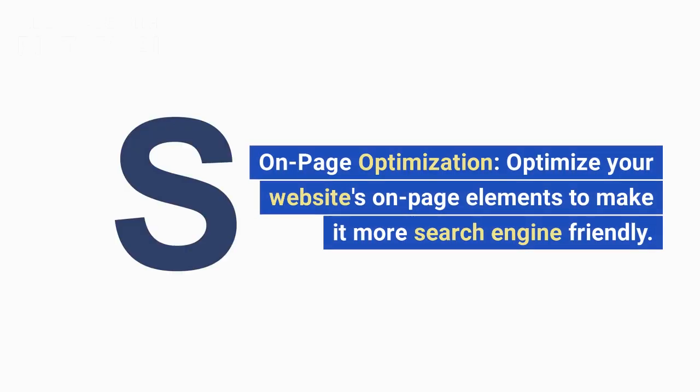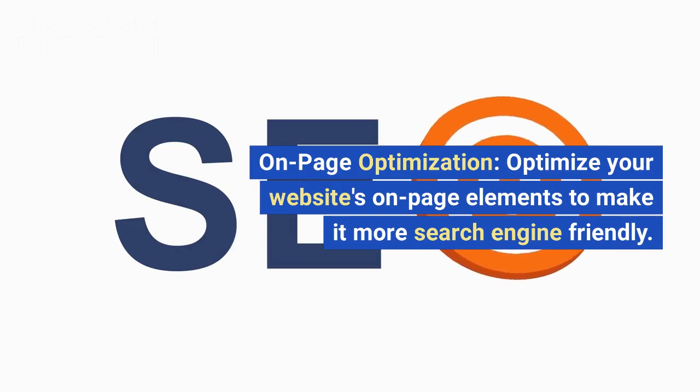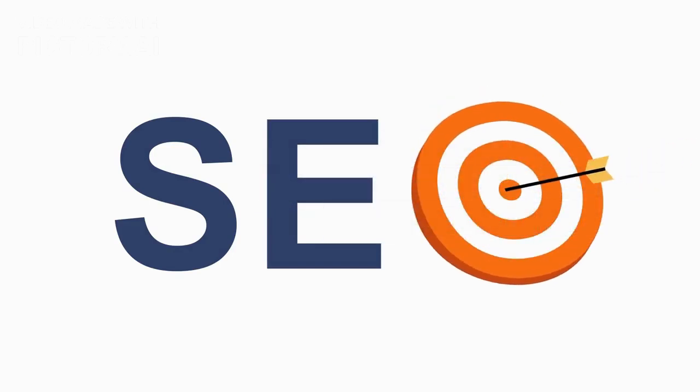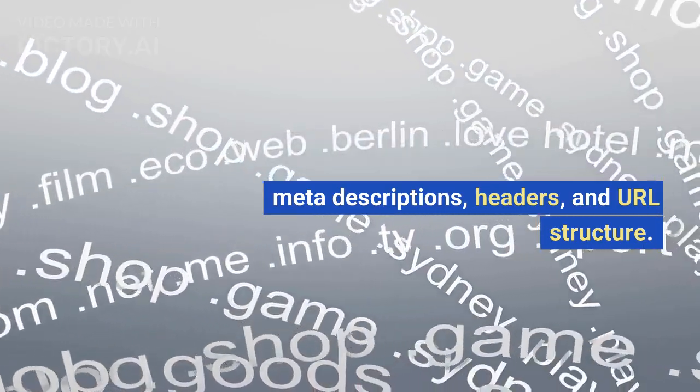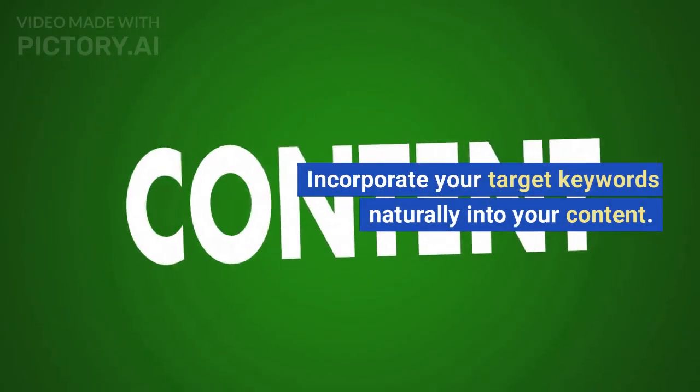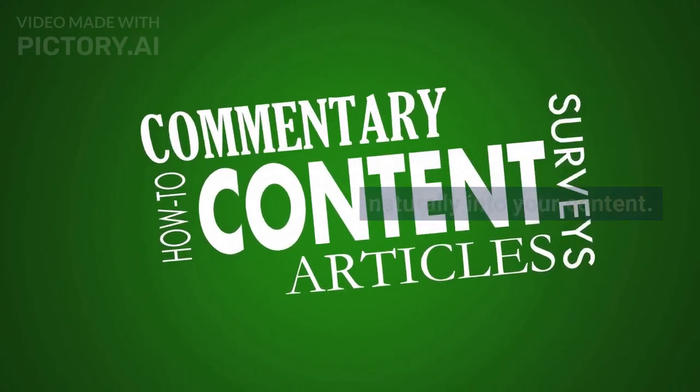On-page optimization. Optimize your website's on-page elements to make it more search engine friendly. This includes optimizing title tags, meta descriptions, headers, and URL structure. Incorporate your target keywords naturally into your content.